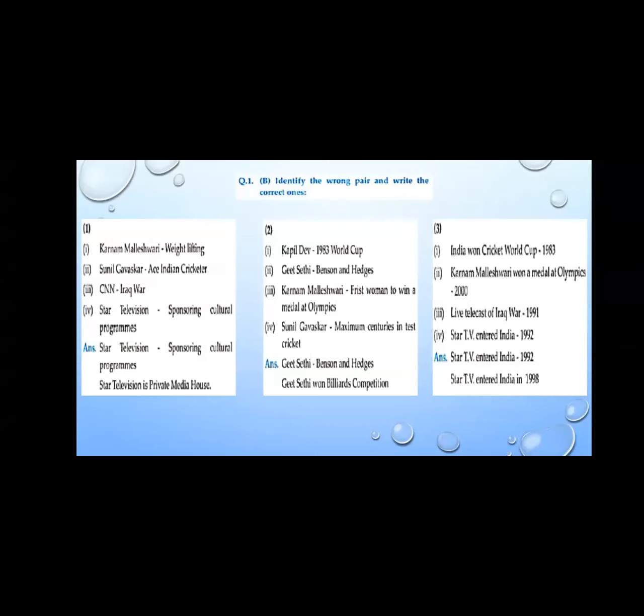Then Kapil Dev, 1983 World Cup; Geet Sethi, Benson and Hedges; Karnam Malleshwari, first woman to win a medal at Olympics; Sunil Gavaskar, maximum centuries in Test cricket. So the incorrect pair is Geet Sethi, Benson and Hedges. The correct answer is Geet Sethi, he won the billiards competition.